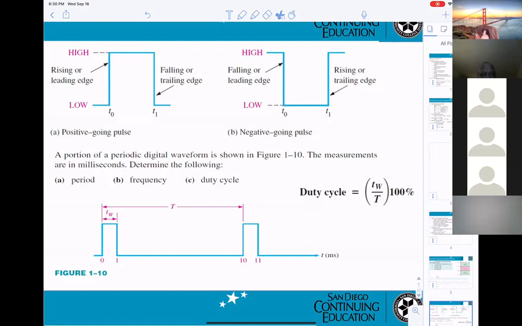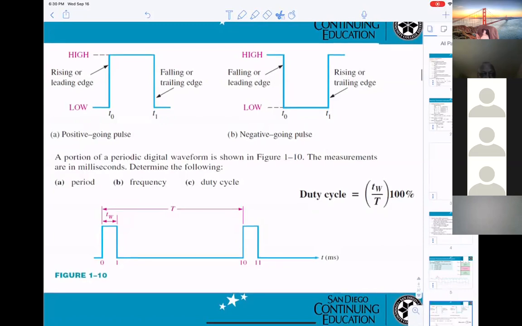When it goes up, that is the rising or leading edge. Going down is the falling or trailing edge. That's just a definition. Now also here, it says a portion of a periodic digital waveform is shown here. The measurements are in milliseconds. They want to know the following. First, they want the period. You understand the period goes from here to here.